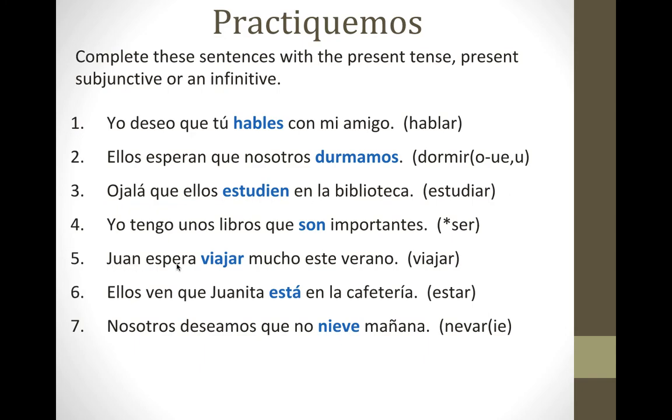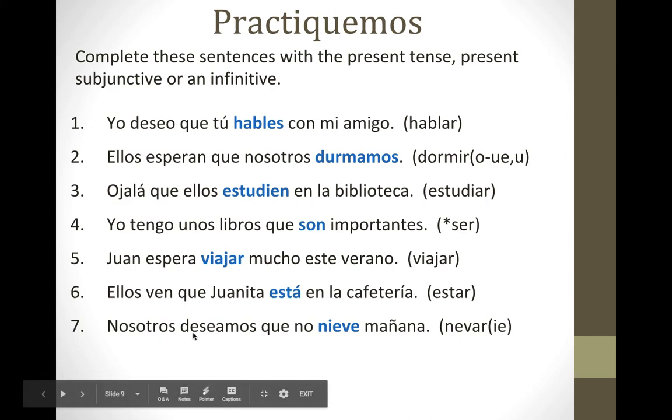Number 5, Juan hopes to travel a lot this summer. There's no change in subject. There's no que. So I need to use an infinitive here. Juan espera viajar. Number 6, they see that Juanita is in the cafeteria. Okay, they see that she's in the cafeteria. This verb, see, is not weird. It is a verb of certainty. So you must use indicative, or present tense, over here, está.